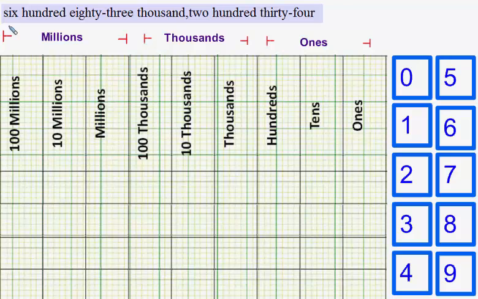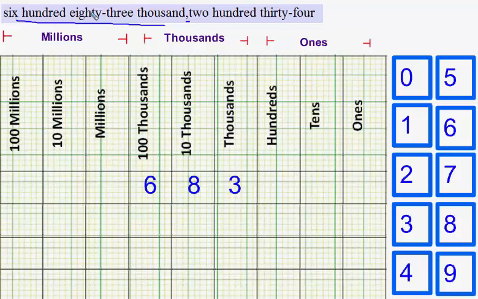Notice this word name starts with six hundred eighty-three, but then it's followed by the word thousand. If it weren't for the word thousand, we would be putting the 6 in the hundreds place followed by 83. That would be the number 683. However, the word thousand indicates that we are to put those three digits not in the ones grouping, but in the thousands grouping. So let me move those three digits over into the thousands grouping. Now this represents 683,000.